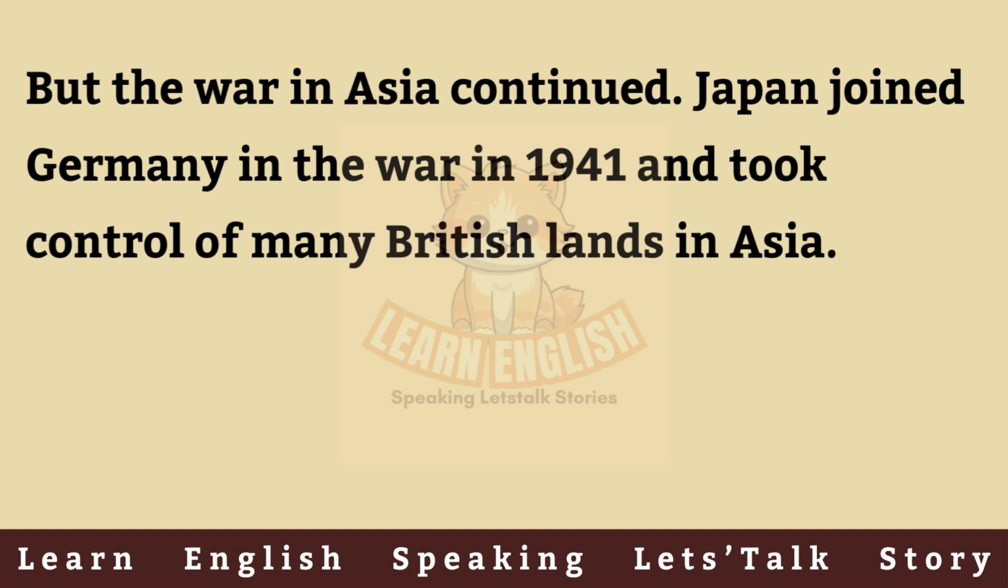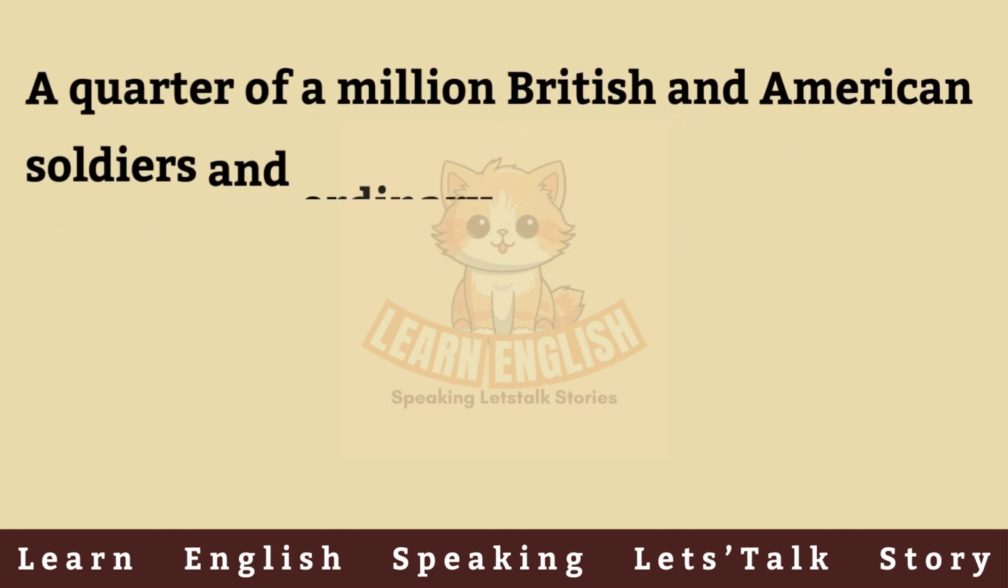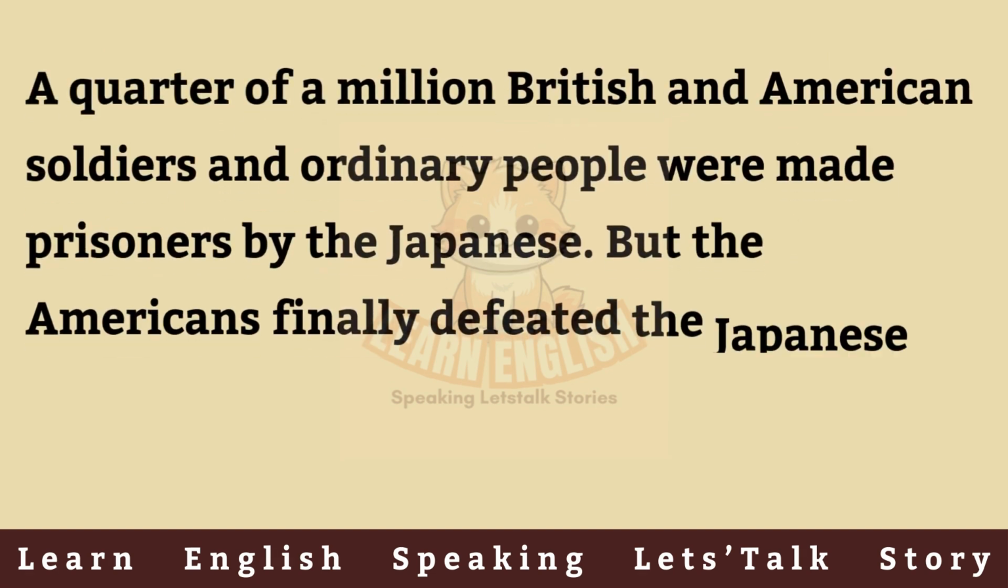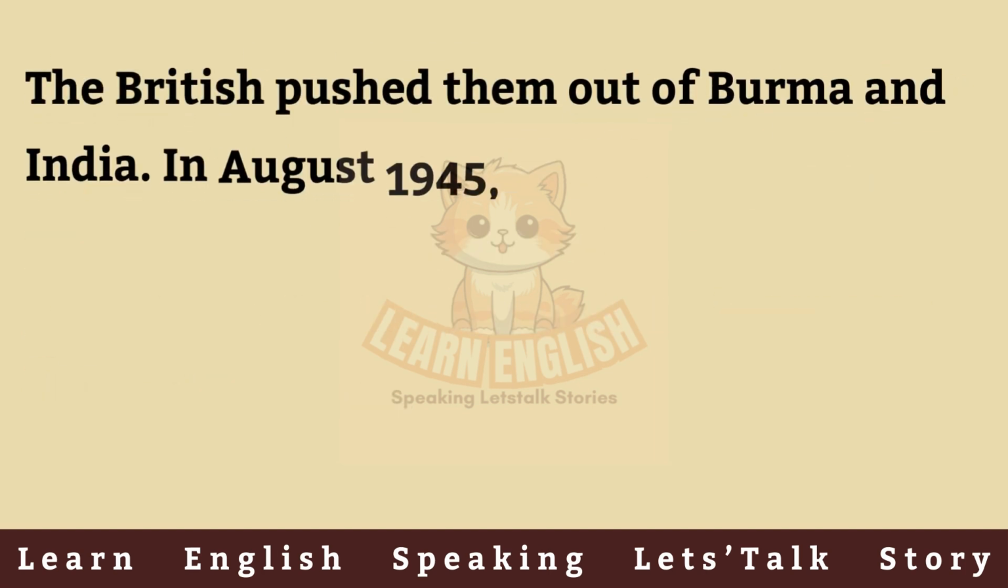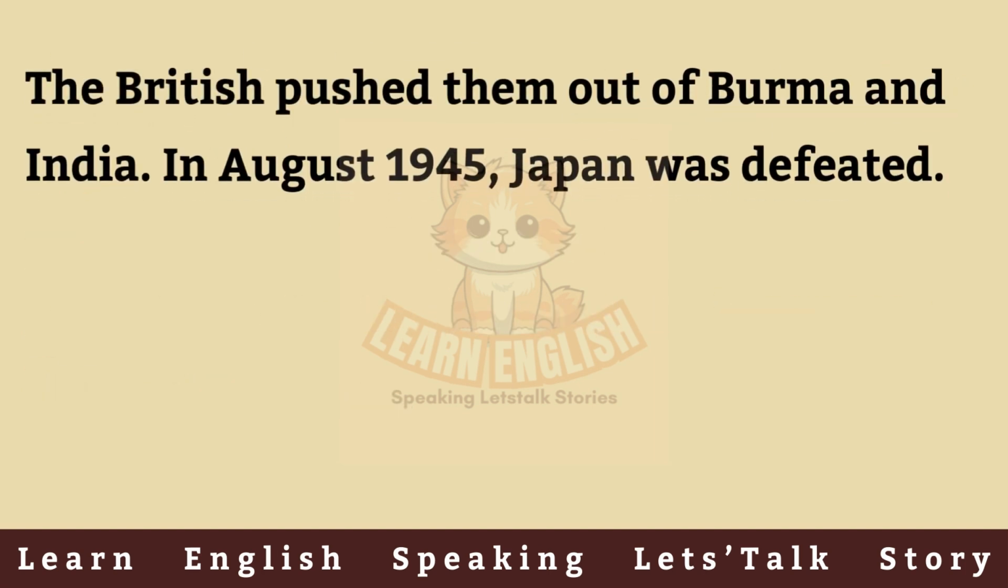Japan joined Germany in the war in 1941 and took control of many British lands in Asia. 250,000 British and American soldiers and ordinary people were made prisoners by the Japanese. But the Americans finally defeated the Japanese in the Pacific Ocean. The British pushed them out of Burma and India. In August 1945, Japan was defeated.